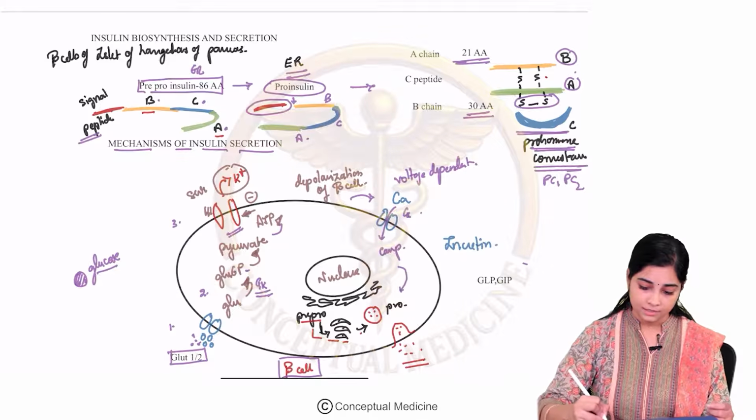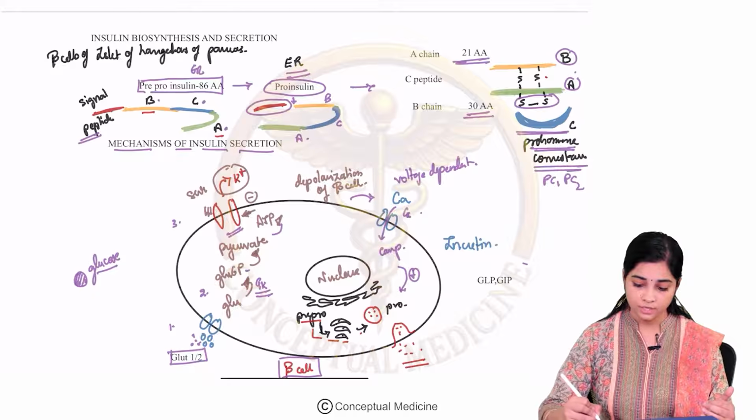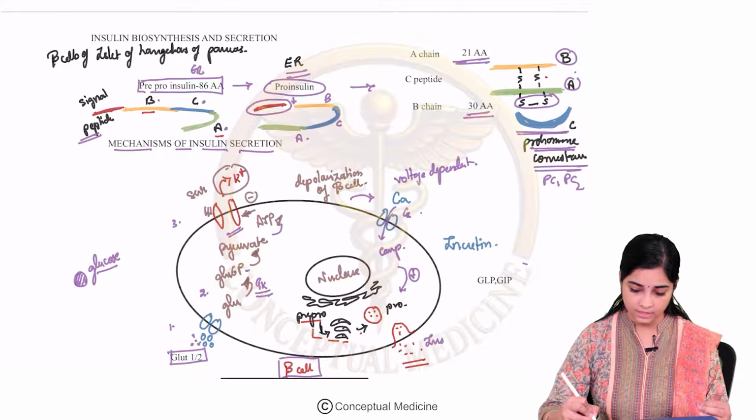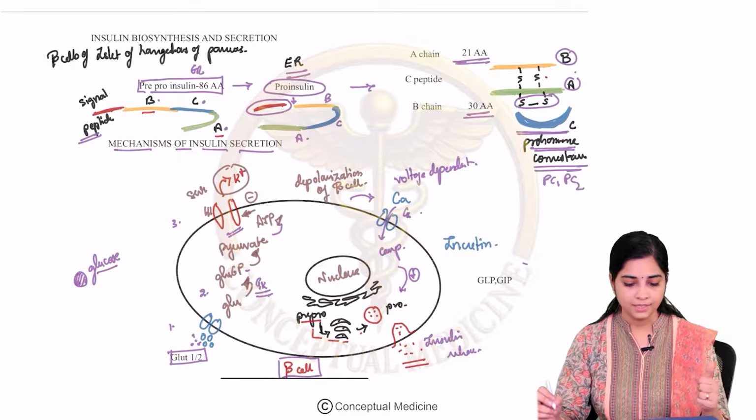And then they stimulate your insulin vesicles, right? Insulin is stored in the vesicles. It causes stimulation of the vesicles to undergo exocytosis and insulin release. Okay, fine. So this is very, very clear.